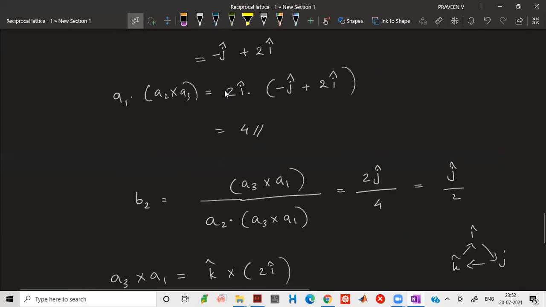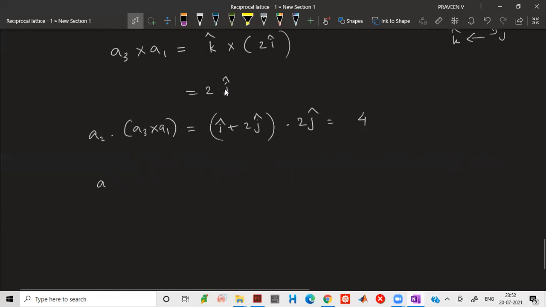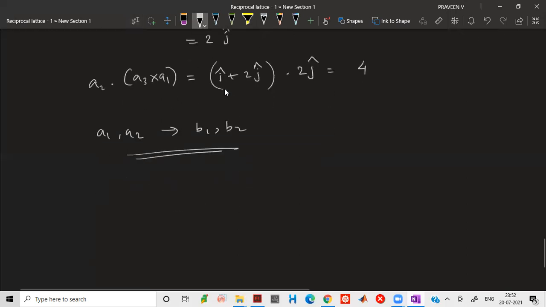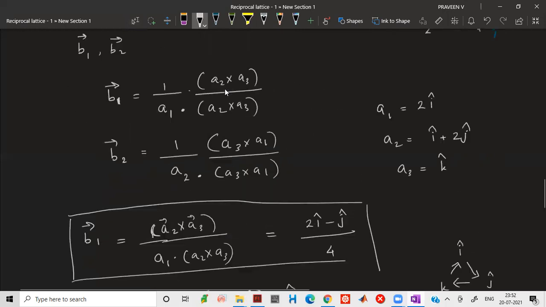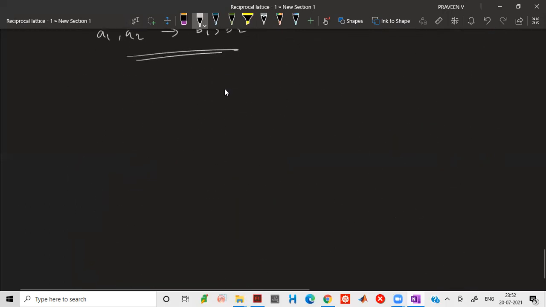Okay, fine. So from a1 and a2, we can actually calculate b1 and b2. So that's it. Now we move on to the other topic: how we represent the planes, and how we represent the separation between the planes.